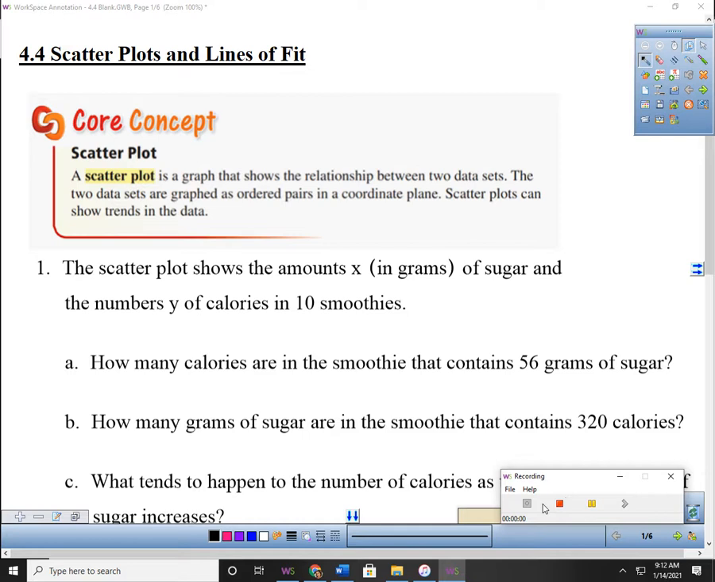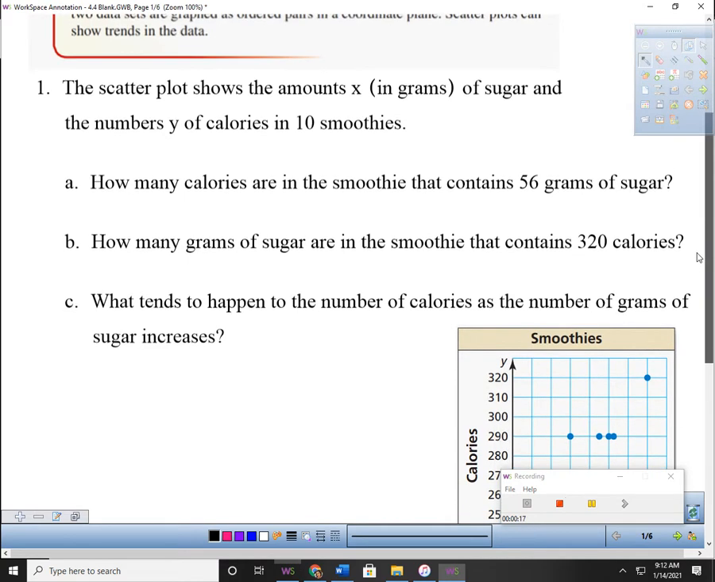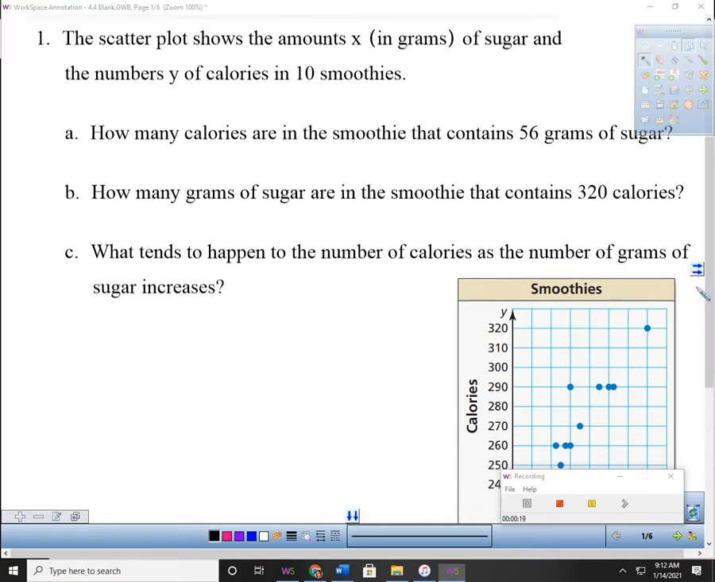Scatter plots and lines of fit. So a scatter plot is a graph that shows a relationship between two data sets. The two data sets are graphed as ordered pairs in a coordinate plane, and scatter plots can show you different trends. All right. So this scatter plot on number 1 shows you the amounts X in grams of sugar.